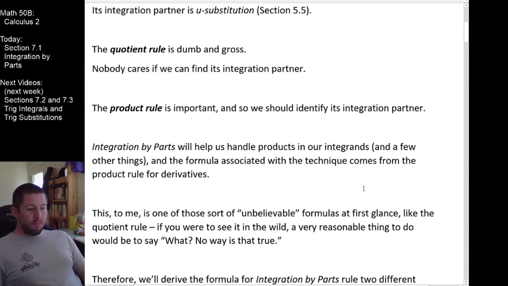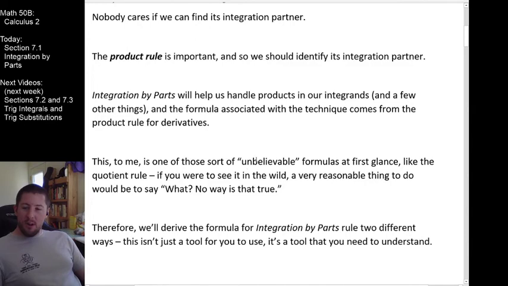So to me, this is one of those, in a sense, unbelievable formulas. Kind of like when I very first saw the product rule and the quotient rule. Both times I was like, that seems kind of ridiculous. Like, why would that be the way that it's set up like that? And in those cases, because I'm a reasonable person, I said, I don't really believe that's true. And I tested them against things that I already knew. And I convinced myself that they must have been true.